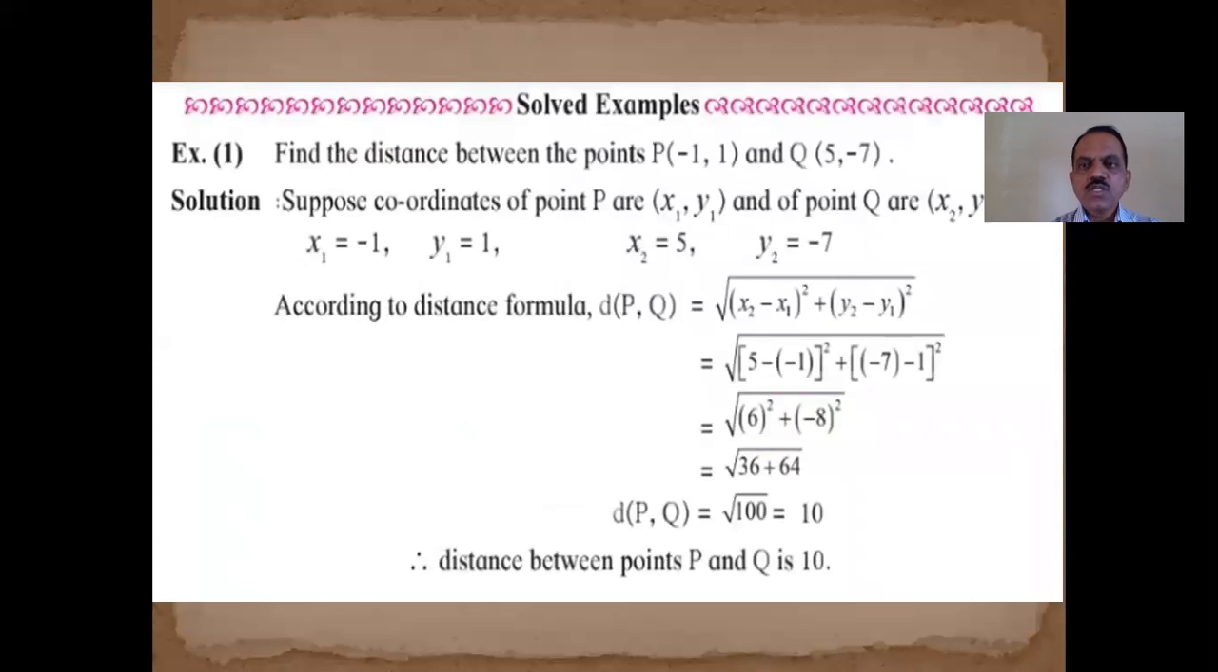These are solved here. In the first example, look here carefully and write in your notebook. Find the distance between the points P and Q. The given coordinates are P -1, 1 and Q is 5 and -7.